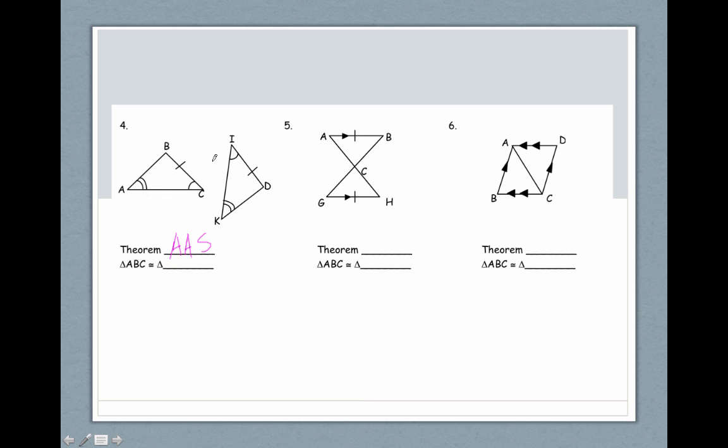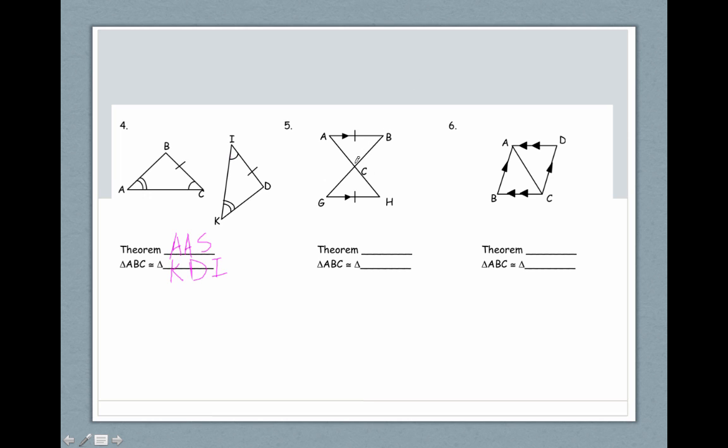So if I were to rotate this around, I'd have to flip it over, but the angle, angle part helps us. So A goes with K, C goes with I, so B must go with D.